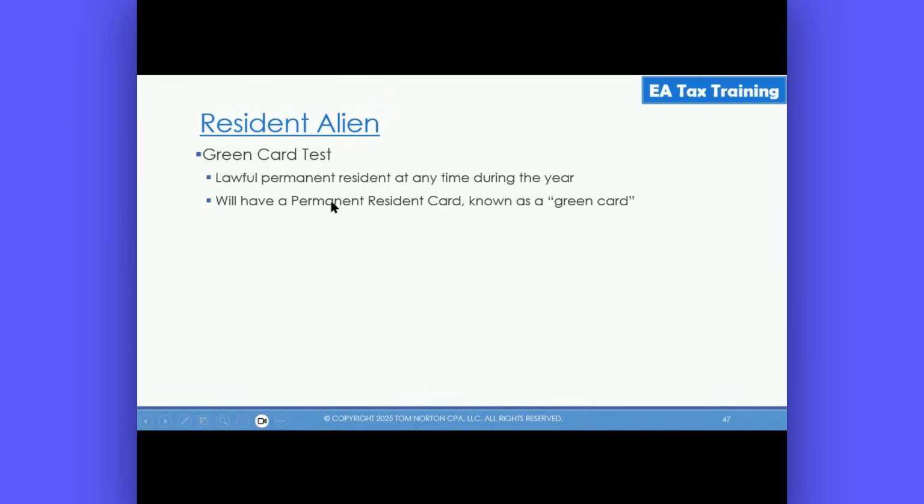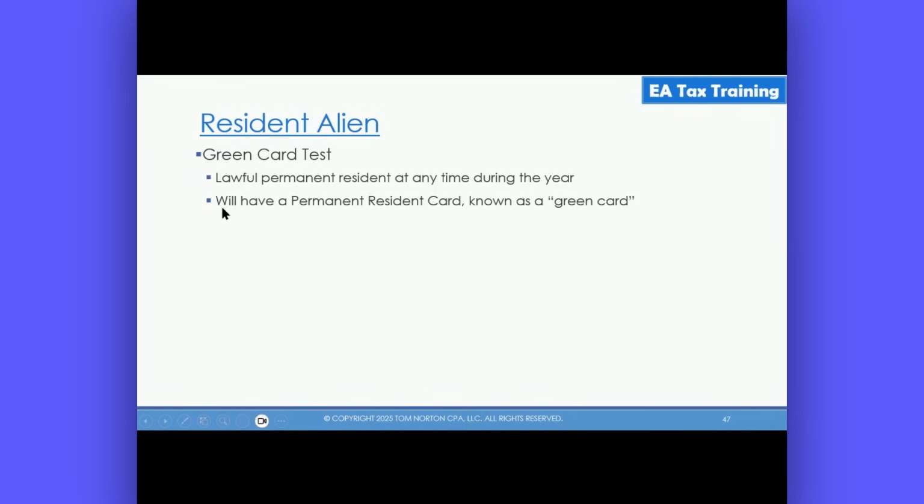So first is the green card test. You meet the green card test if you are a lawful permanent resident at any time during the tax year. If you are a lawful permanent resident, then you will have a permanent resident card, also known as a green card due to its color. So if the taxpayer has a green card, then they are a resident alien. And this is one of those things that you would want to get a copy of. So when you're talking to the taxpayer and they say, yes, I'm a lawful permanent resident, then you would ask for a copy of their green card and you would get a copy of that. So that's the first one.